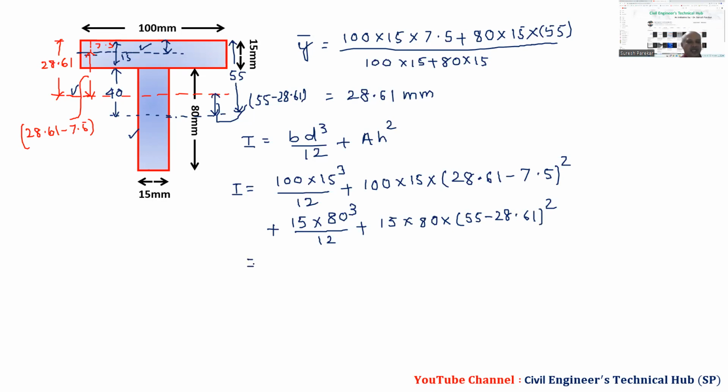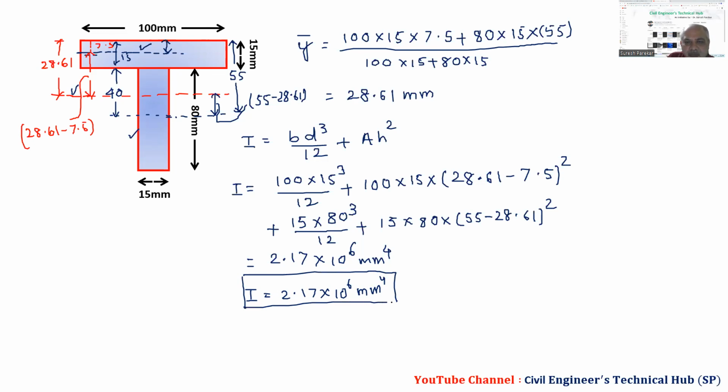And from this we will get values. I will just check it. So we have 2.17 into 10 raised to 6 millimeter to the power 4. So the moment of inertia of this is 2.17 into 10 raised to 6 millimeter to the power 4. So this is the first problem. Now we have the second problem.